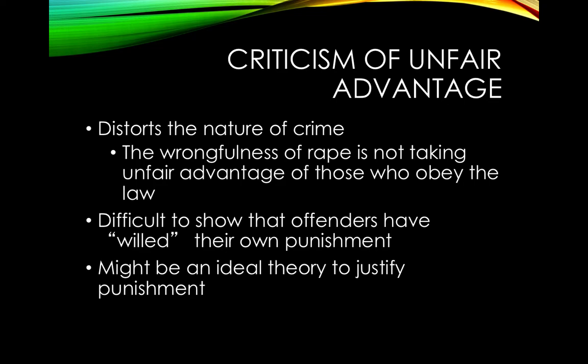So some criticisms of the unfair advantage perspective: it sort of distorts the nature of crime. The wrongfulness of rape is not taking unfair advantage of those who obey the law. It's also difficult to show that offenders have willed their own punishment. It's sort of an ideal theory that helps justify punishment.